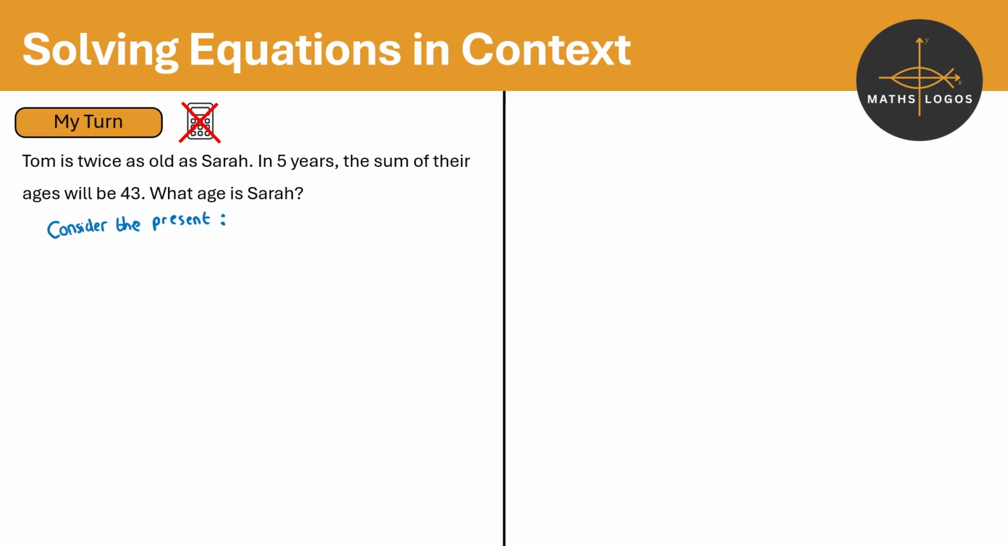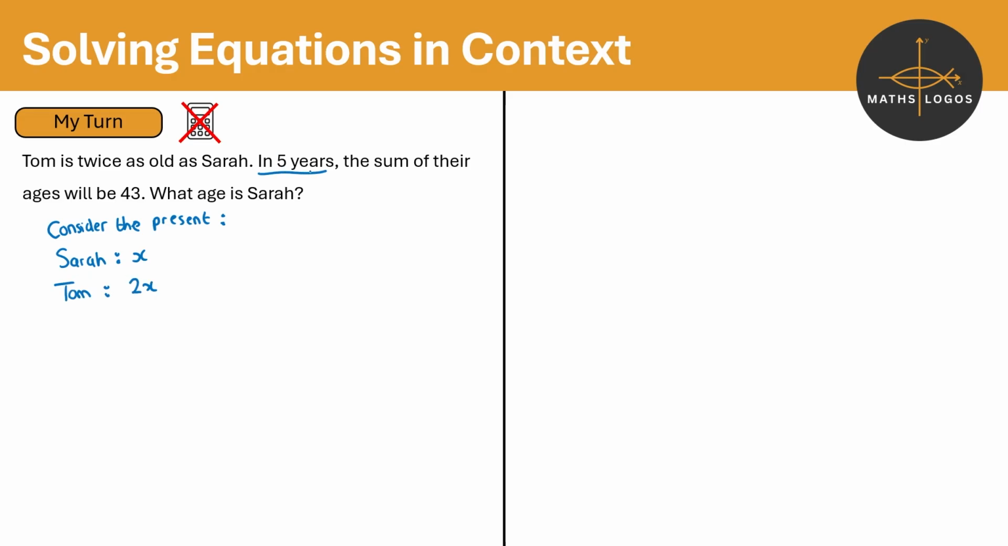It's helpful to write these things in words so that we can keep track of our working out, and also so that other people can read it and understand it as well. So in the present, Tom is twice as old as Sarah. Well, let's let Sarah be x years old. And if Tom is twice as old, that means Tom is 2x years old at the minute.